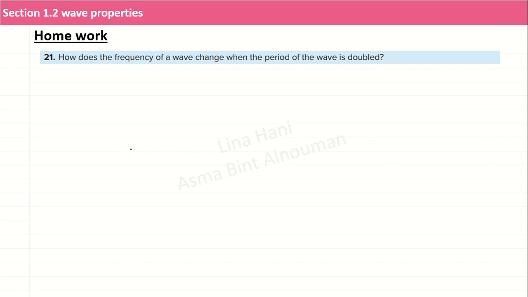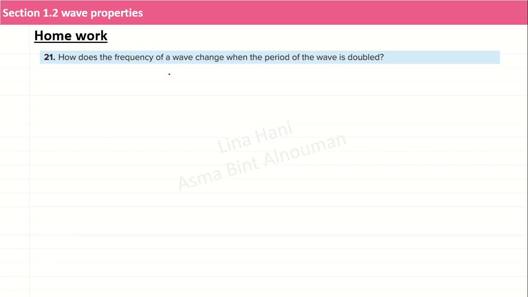Question 21. How does the frequency of a wave change when the period of the wave is doubled? So this is another ratio question where he asks what's going to happen to the frequency, or what's the ratio between the new frequency and the old one when the period is doubled.